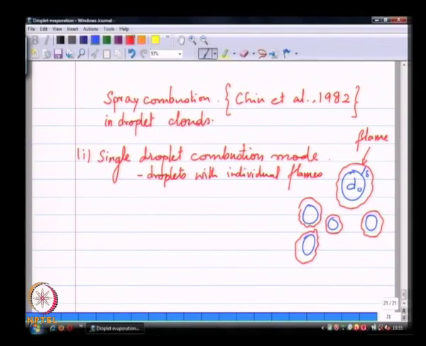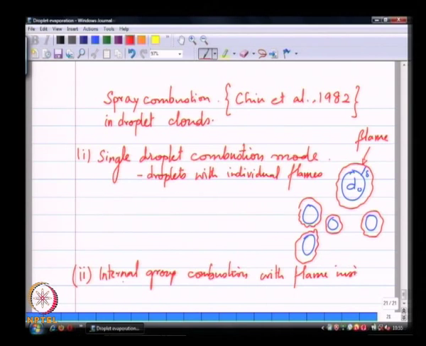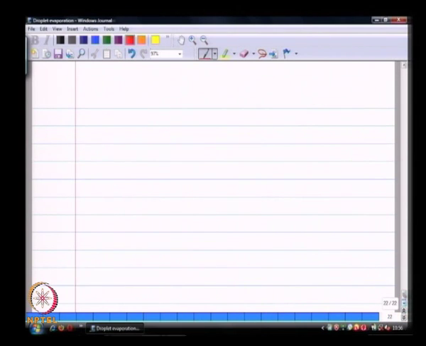Okay, so this kind of individual droplets flying off is what we are used to seeing in a kerosene liquid fired flame, when you may have an occasional spark fly off. The second regime is what is called internal group combustion, inside the spray. So, let us see what this looks like.